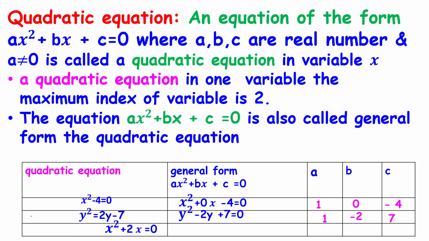Next example, x square plus 2x is equal to 0. There are two terms. Here the constant term is absent. Therefore we write here x square plus 2x plus 0 is equal to 0. Compare with the standard form. Here the coefficient of the square term is 1. Therefore a is equal to 1. The coefficient of the middle term is 2. Therefore b is equal to 2. And c is equal to 0.